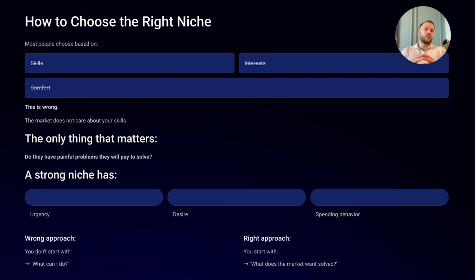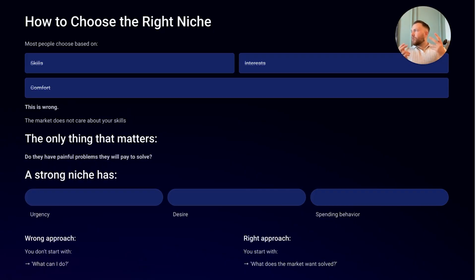So here's how we choose the right niche. Most people choose it based on skills or interests or comfort, and we don't do that. This is the wrong way of approaching it, like just trying to see if it works like that. It doesn't. The market does not care about your skills. So a lot of people think because I have some skills, people will care about that. The market simply doesn't care. The market doesn't care. This is the number one lesson you need to screw in your mind. It needs to be screwed in.